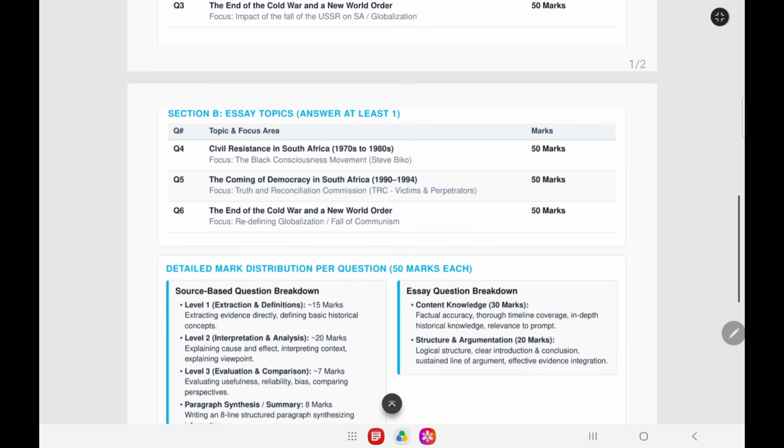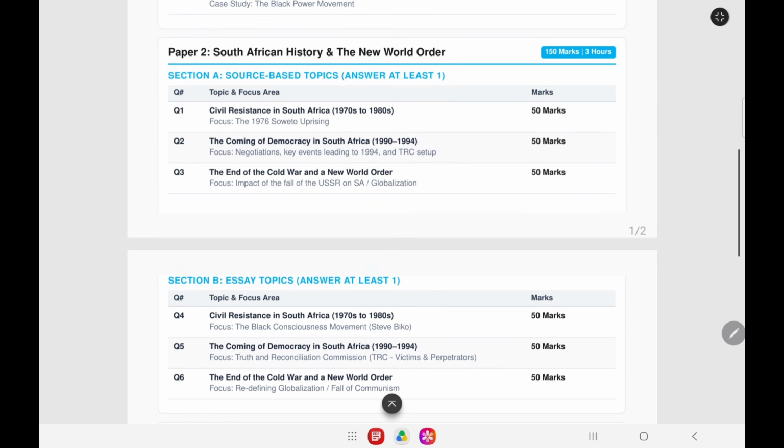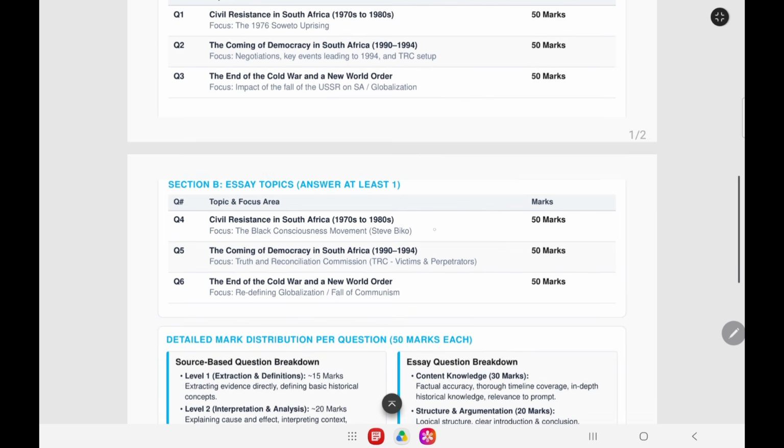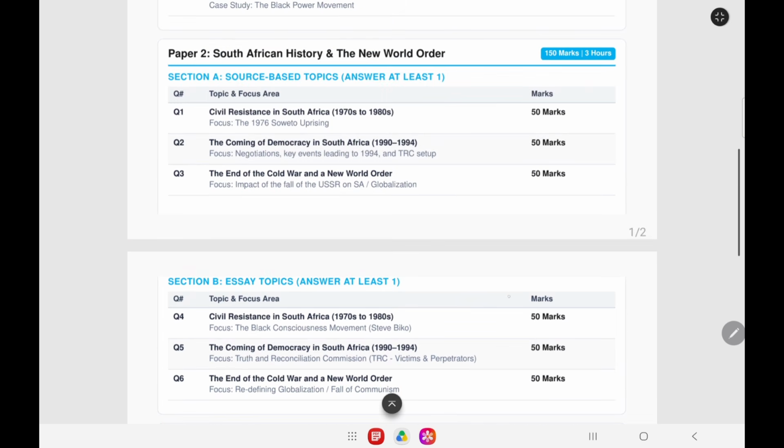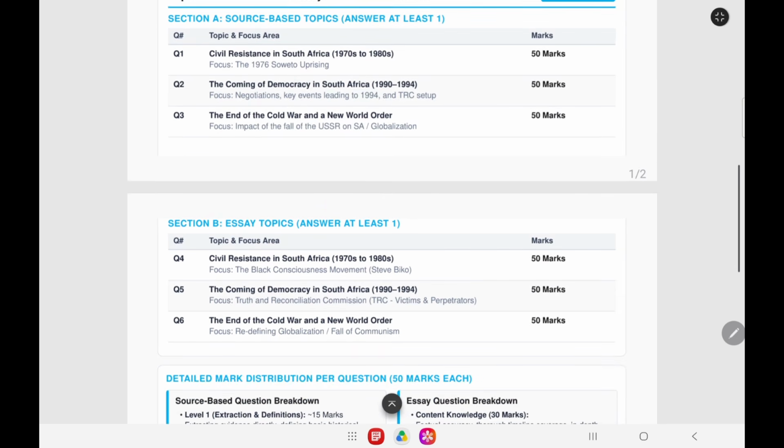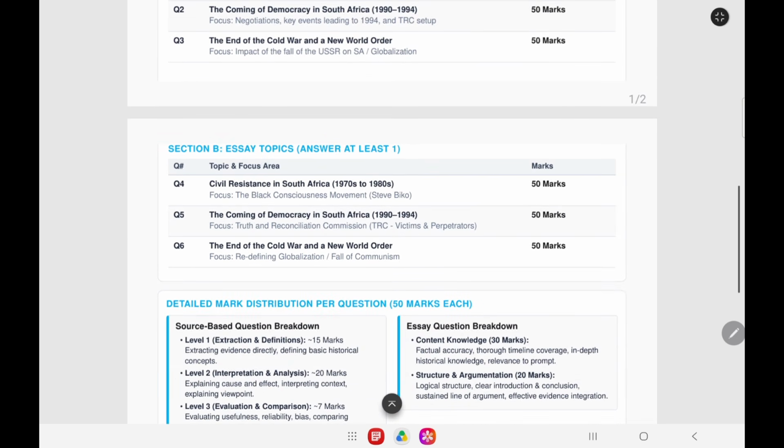Moving to section B, you have essay topics, you have to answer at least 1. If you didn't choose a second question in section A, you can choose a second one in section B. Just make sure from any of these sections you choose 2 questions, okay? Now let's go to question 4. You have the civil resistance in South Africa, which took place from the 1970s to the 1980s. It focuses on the Black Consciousness Movement by Steve Biko, worth 50 marks.